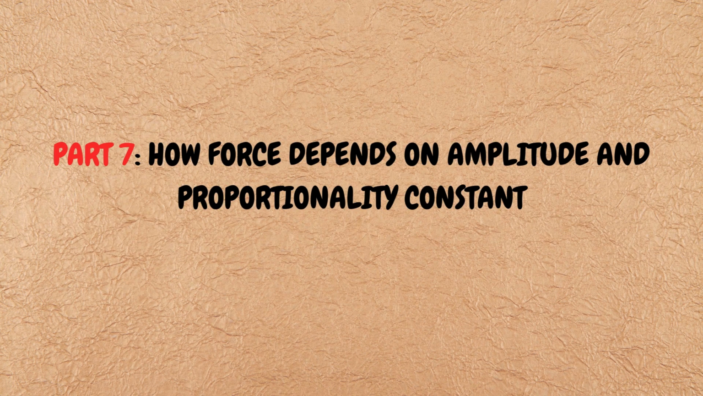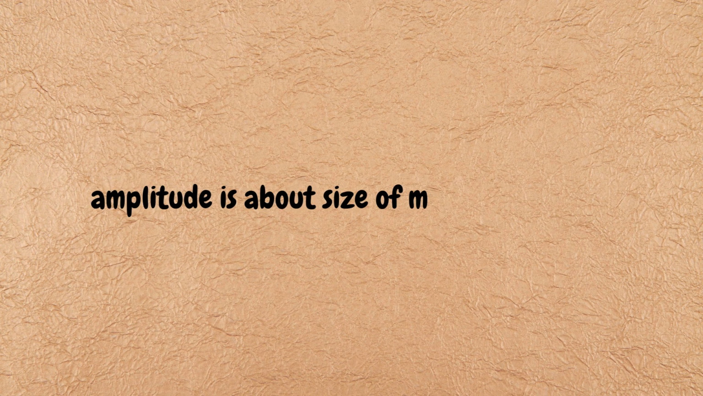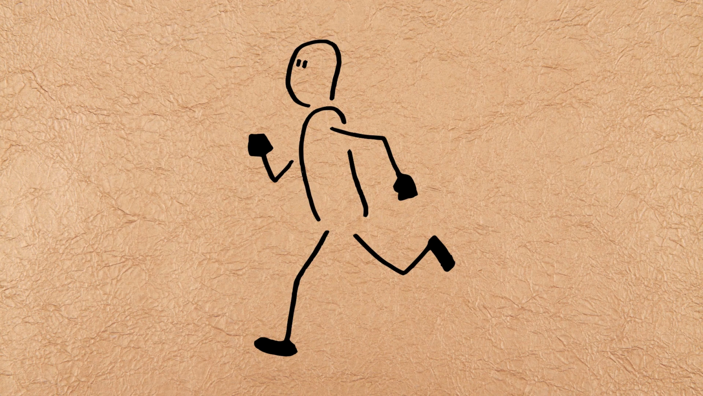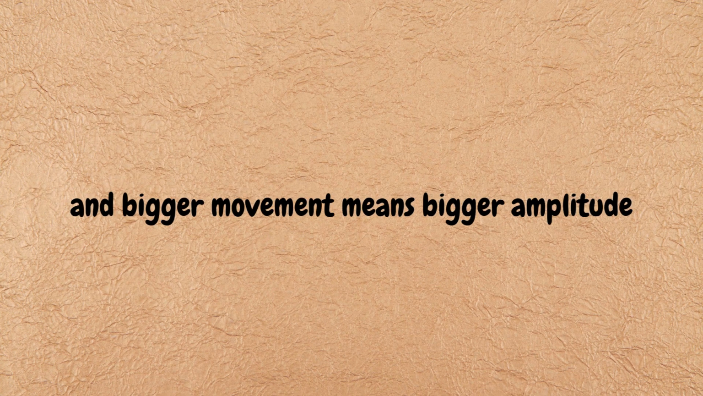Part 7. How force depends on amplitude and proportionality constant. As we earlier said, amplitude is about size of motion, not speed. It is how far something moves from its normal position. And in vibration, small movement means small amplitude, and big movement means bigger amplitude.